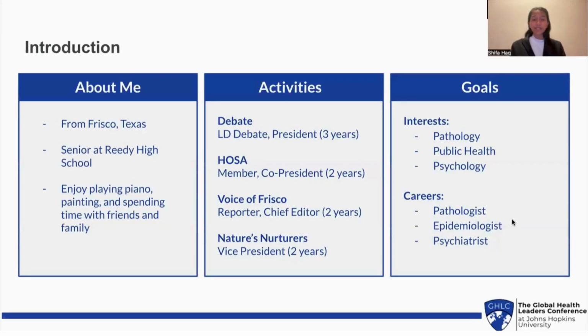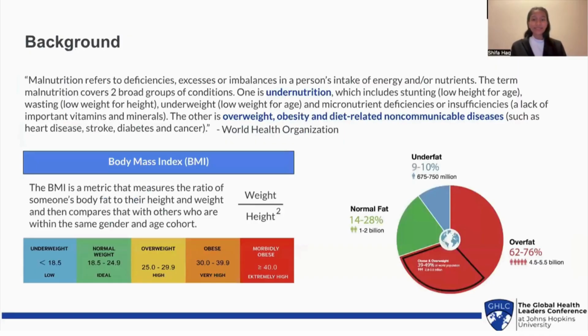Before we begin, here's a quick introduction about me. I'm from Frisco, Texas, and will be a senior at Reedy High School in the fall. I enjoy playing the piano, painting, and spending time with my friends and family. As far as activities go, I am actively involved in my school's debate program and host a chapter, and I'm also the chief editor of the Voice of Frisco, which is a student-led newspaper. Additionally, I'm the vice president of Nature's Nurturers, which is a nature-related volunteer club. In the future, I hope to pursue either pathology, public health, or psychology, and hope to become either a pathologist, epidemiologist, or psychiatrist. Now let's get into the presentation, starting with some background information.